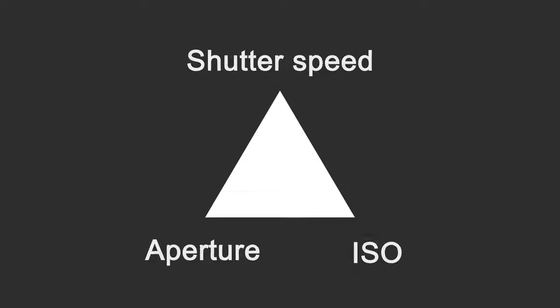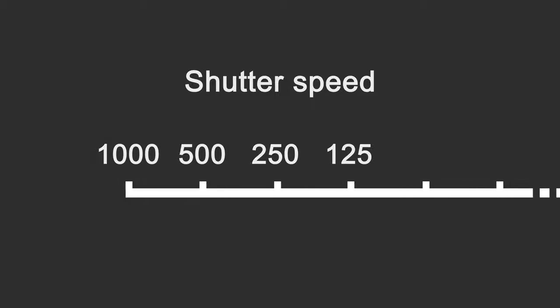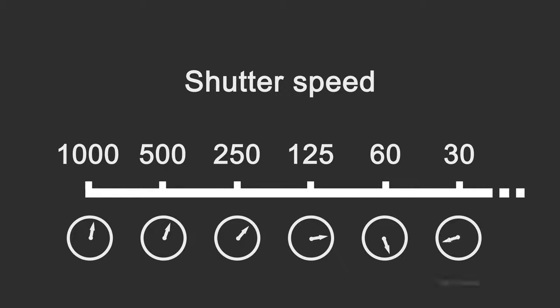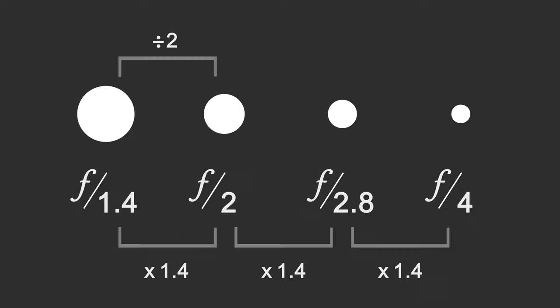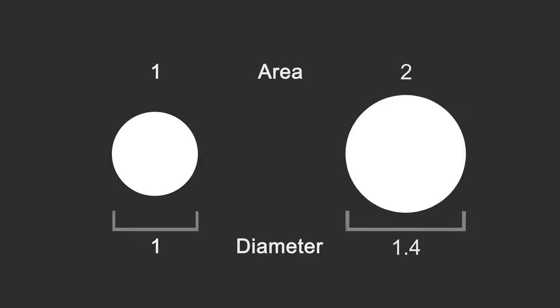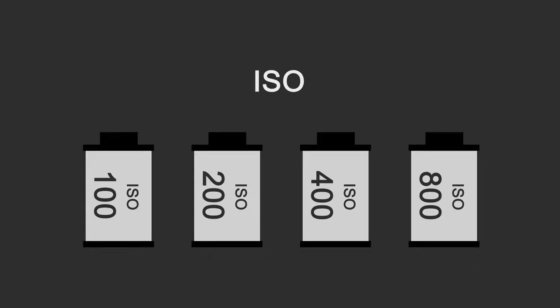So how do all of these work together? In stops. Each one changing the amount of light by a factor of 2. Remember shutter speeds? The most common ones start at 1/1000th of a second, and then 500, 250, 125, 60, 30. And what about aperture? 1.4, 2, 2.8, 4, decreasing the amount of light by a factor of 2, with the F number rising by the square root of 2. And lastly, ISO: 100, 200, 400, 800, sensitivity to light, and of course a factor of 2.